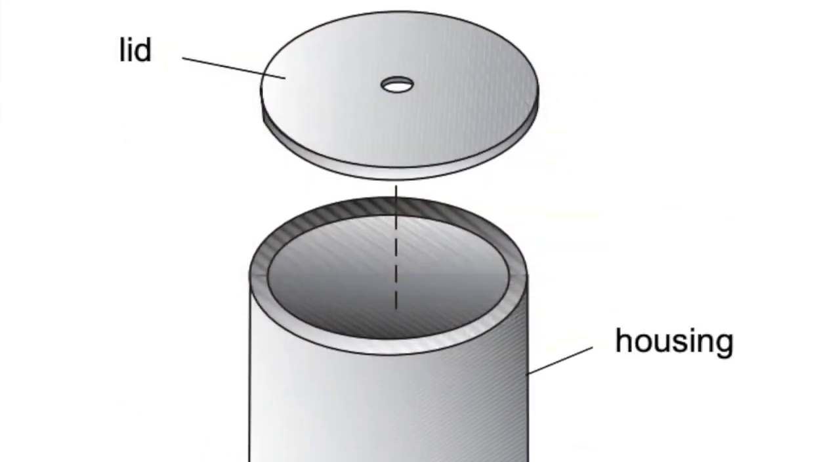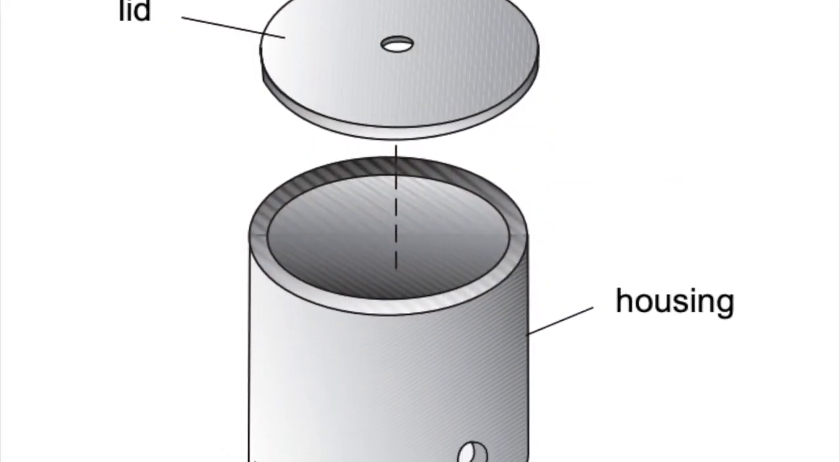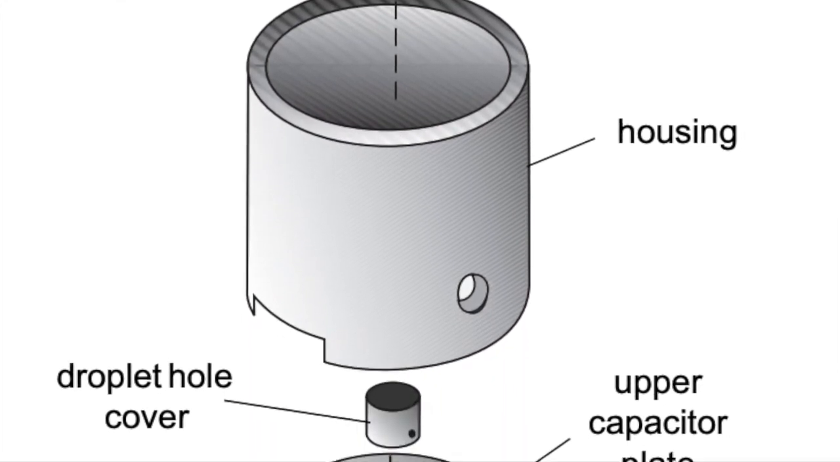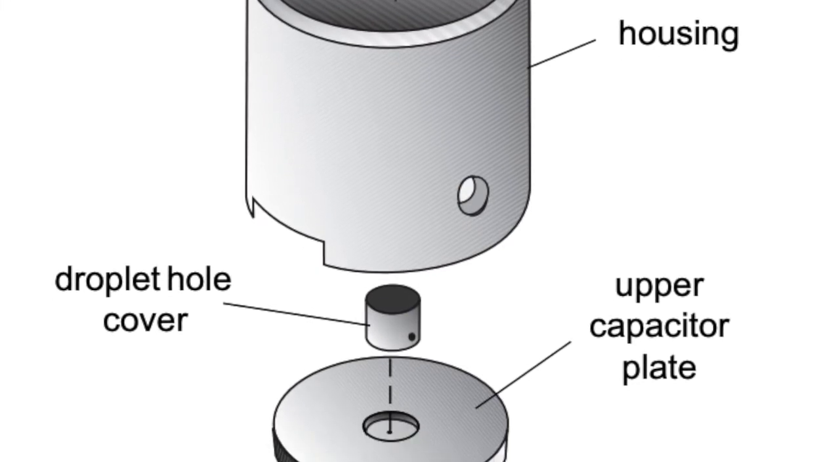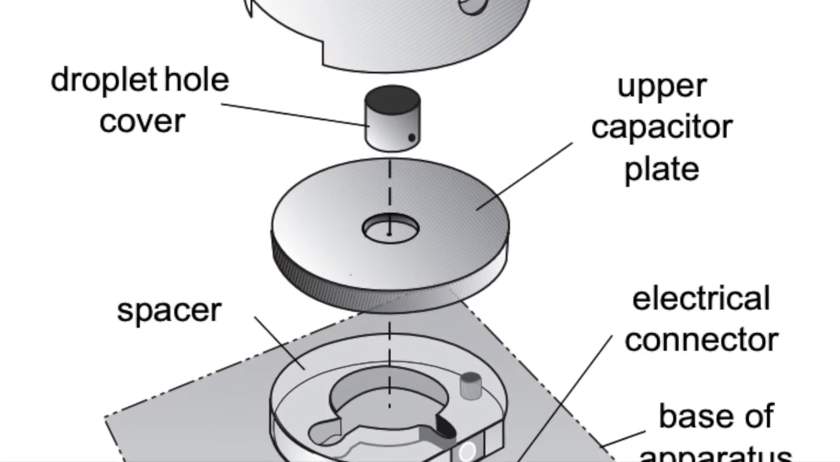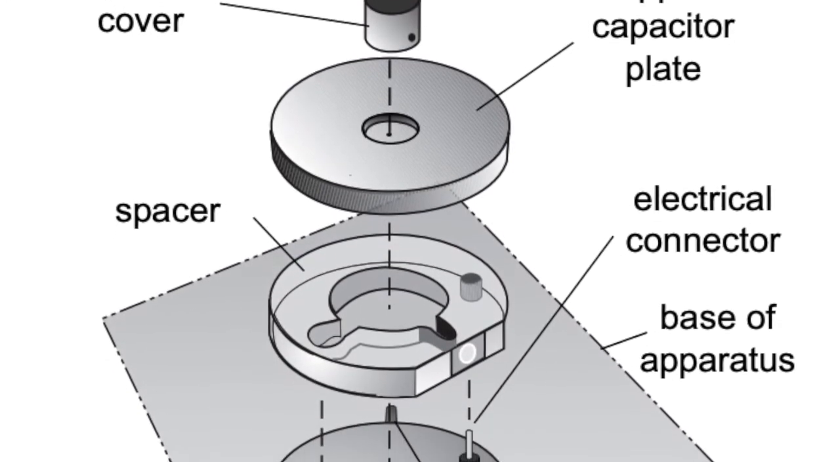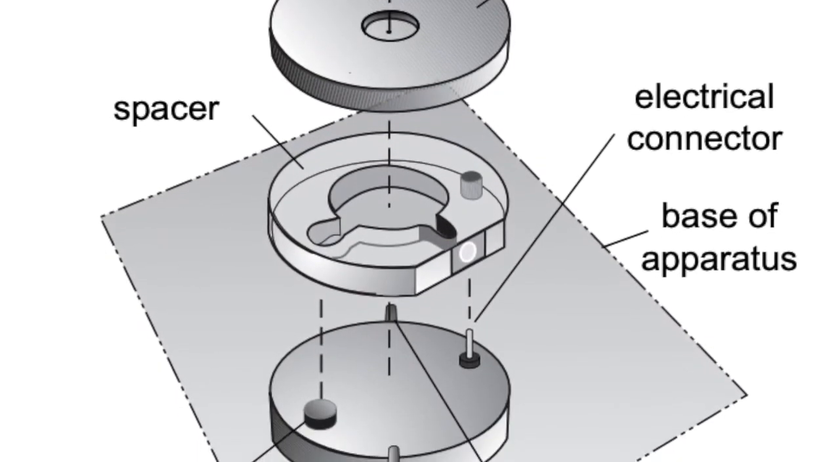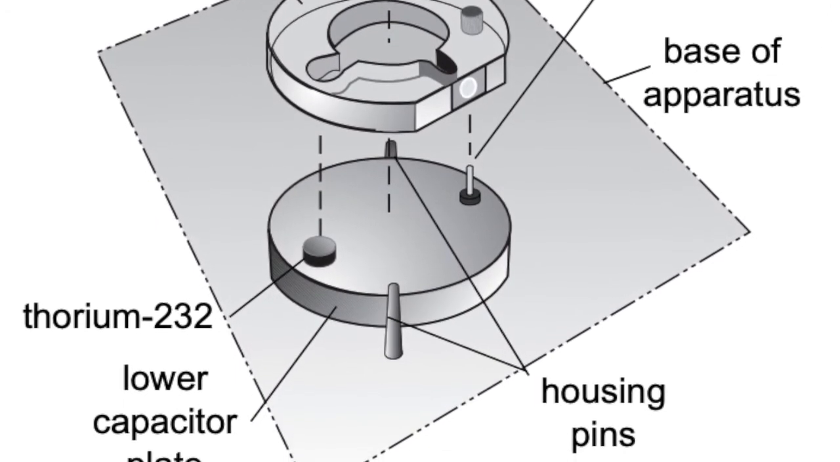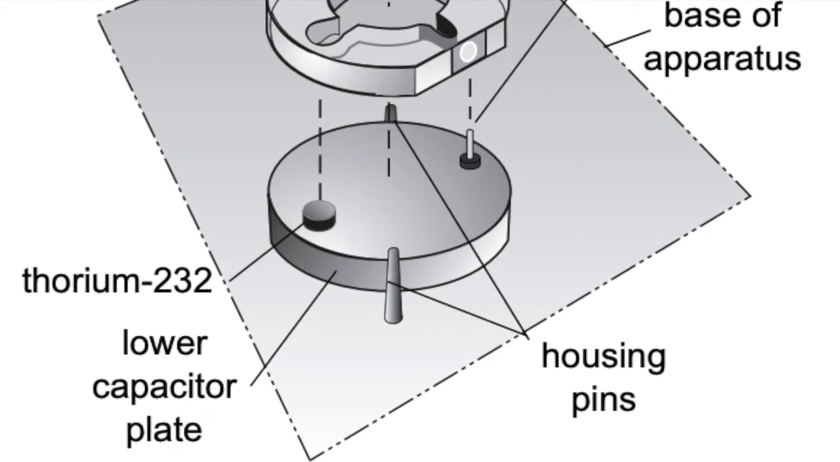The components of the droplet viewing chamber are a lid, clear plastic chamber cover, housing, convex lens, not showing in here, droplet hole cover, the upper capacitor plate made out of brass, a plastic spacer, the lower capacitor plate, also a brass one, an alpha source, and an electrical connection to the upper capacitor plate.